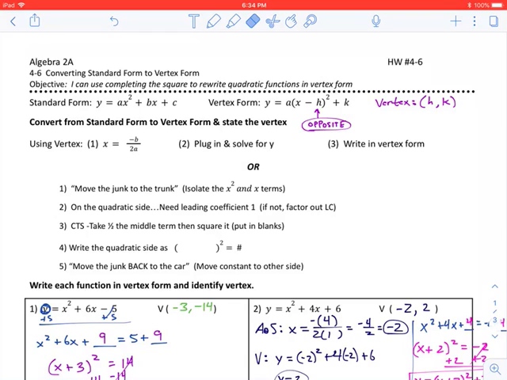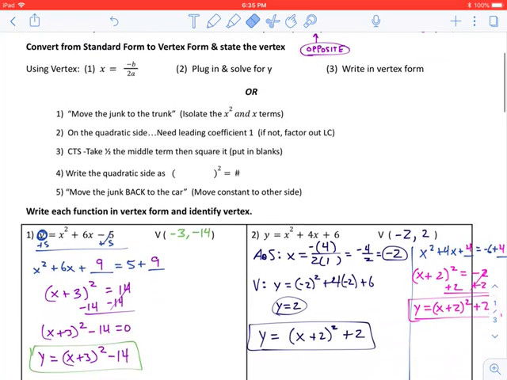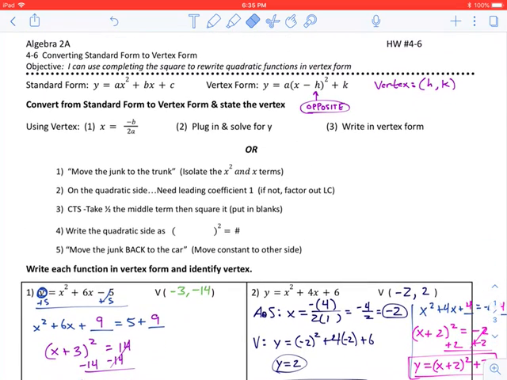All right, Algebra 2, we are taking a little deeper look into the vertex form of quadratic functions. So we talked about this yesterday. I don't really think we need to talk about this anymore, but there's two methods.